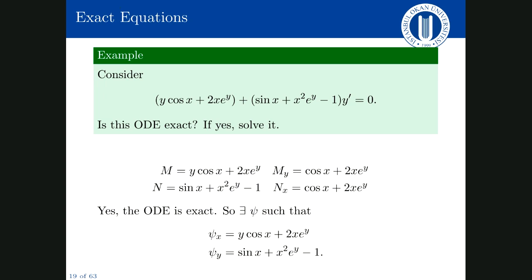For this equation, M is y cos x plus 2x e to the y, and N is sine x plus x squared e to the power y minus 1. The derivative of M with respect to y is cos x plus 2x e to the y. The derivative of N with respect to x is also cos x plus 2x e to the power y. Because these are the same, we know that the equation is exact. Because it's exact, we know that there exists the function psi.